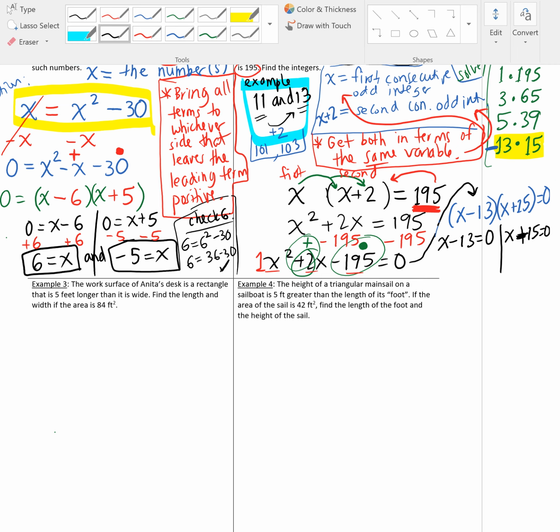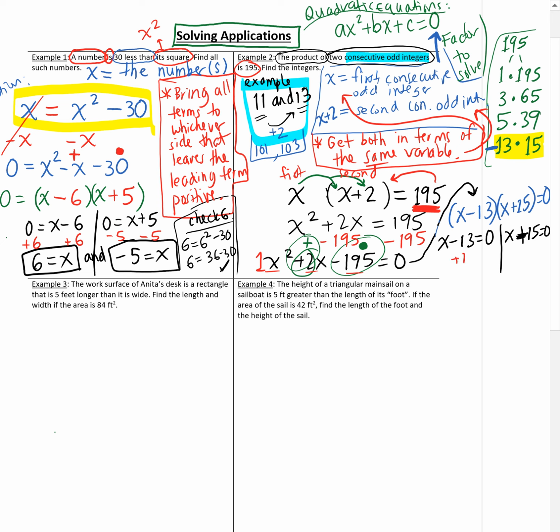And those are my numbers. So let's see, I'll add 13 over to this side, and that'll give me x equals 13. Let me subtract 15 on both sides here, and that'll give me x equals negative 15. So notice, if you look at these, 13 and negative 15, they're not consecutive odd numbers. These are far apart.